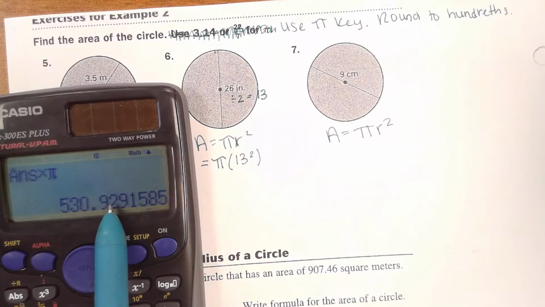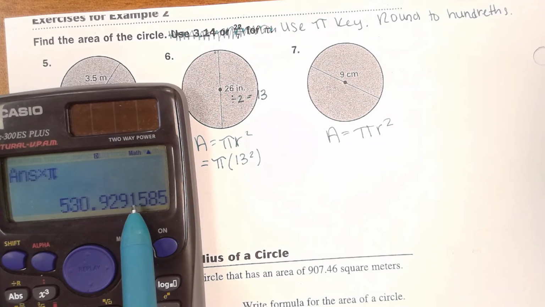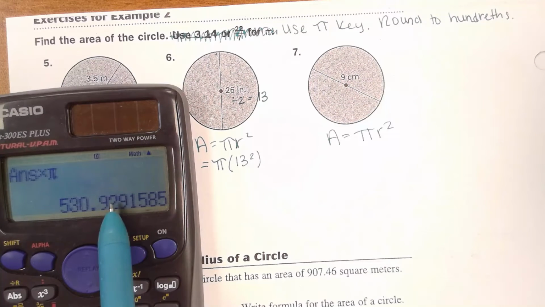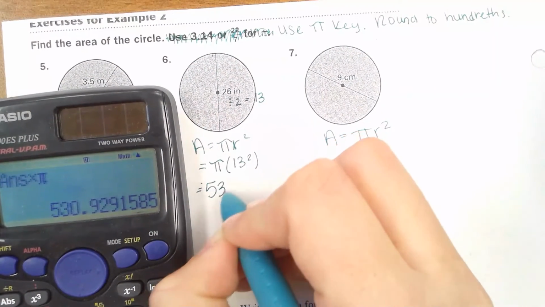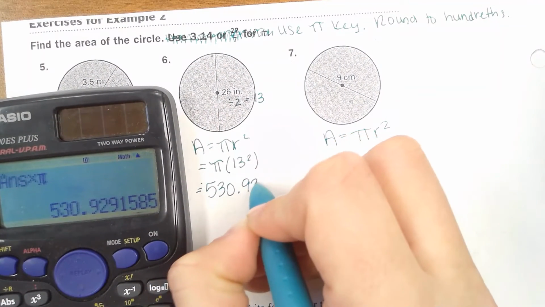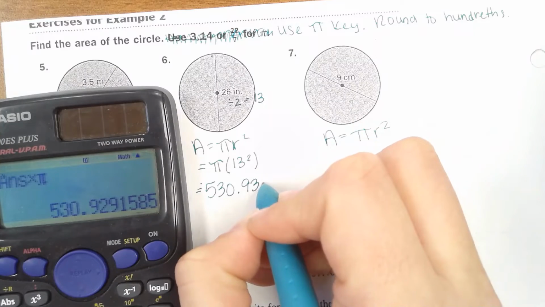Rounding to the nearest hundredths, look at the 2, and look at the number behind it. If it's 5 or greater, we are going to bump it up, which in this case we are. So it's going to be 530.93 inches cubed.